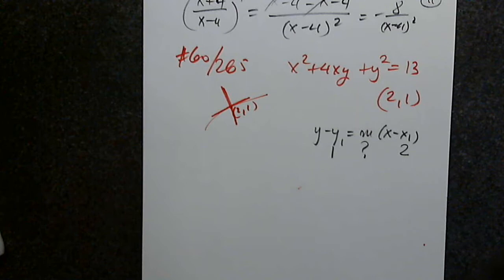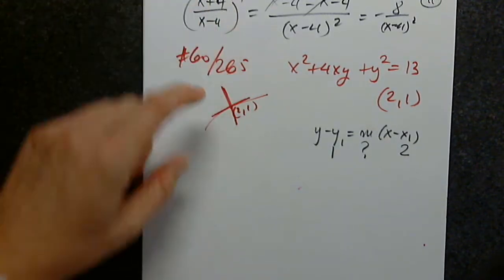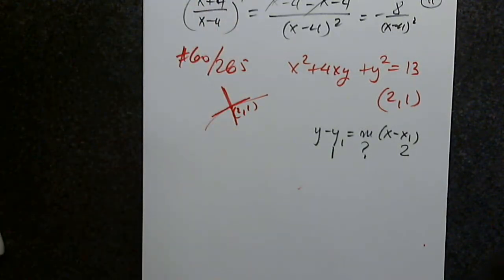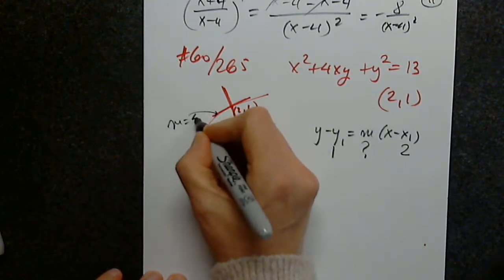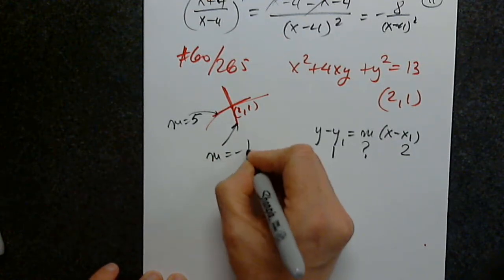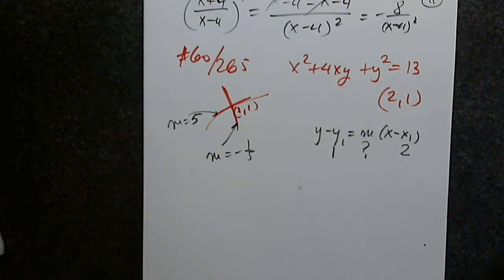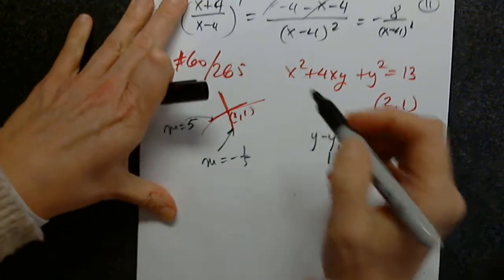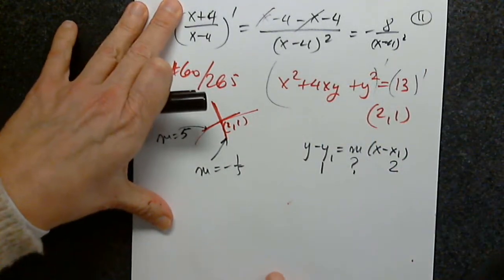How do I know then, if I determine that this slope is 5, what will be the slope of the normal line? Negative 1 over 5. The product has to be negative 1. So if this happens to be 5, then this will be negative 1/5, so that the product is negative 1 for two perpendicular lines. But the question is, how do I determine the slope? Exactly, dy over dx. So I differentiate the left-hand side and I differentiate the right-hand side.